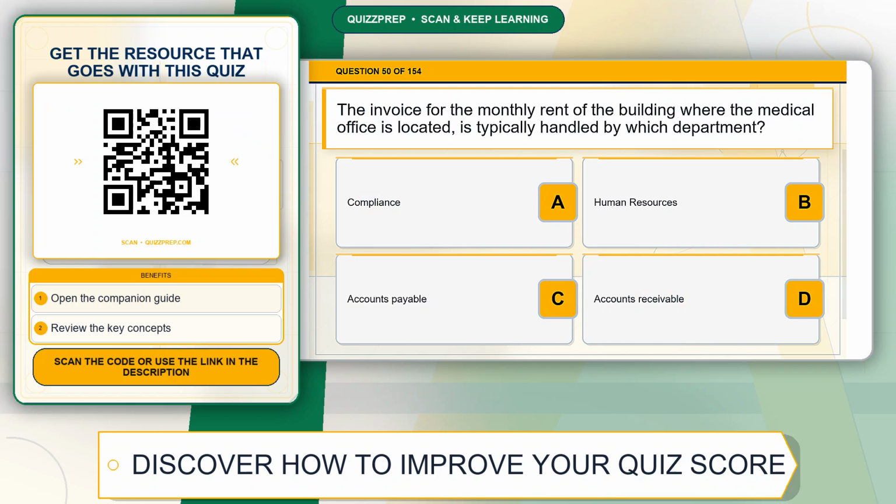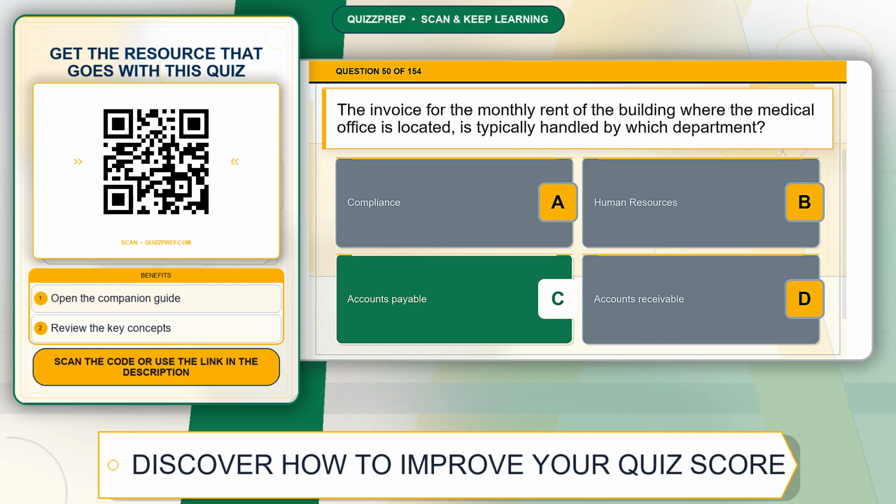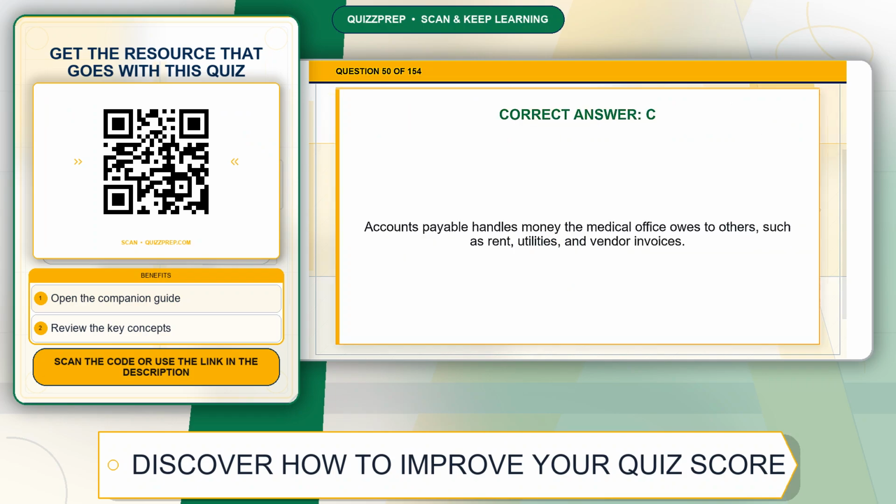Question 50. The invoice for the monthly rent of the building where the medical office is located is typically handled by which department? Option A, compliance. Option B, human resources. Option C, accounts payable. Option D, accounts receivable. The correct answer is option C, accounts payable. Explanation. Accounts payable handles money the medical office owes to others, such as rent, utilities, and vendor invoices.